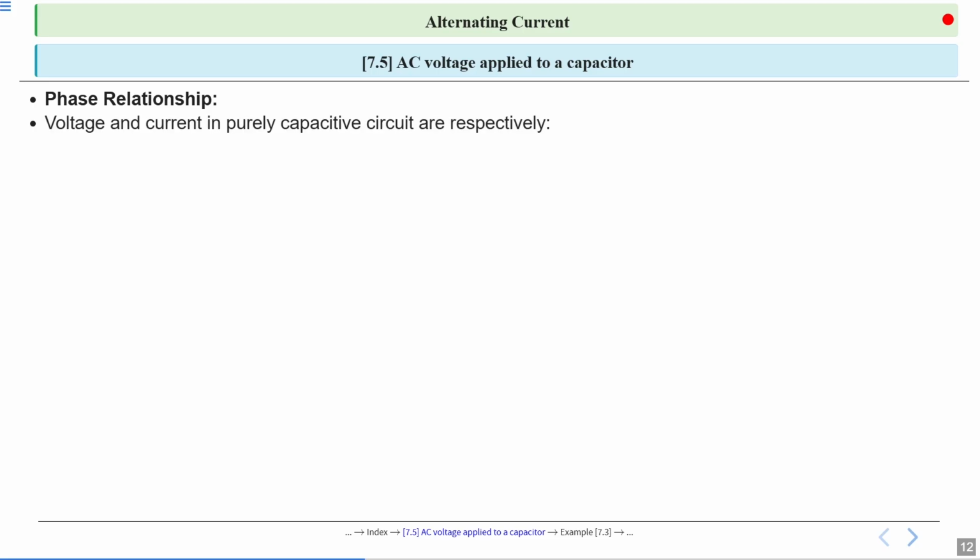Now we will see the phase relationship between the current and the voltage. Voltage in a purely capacitive circuit is given as V equal to Vm sin omega t, which we have fixed for all types of circuits. We will derive the expression for current according to that. The expression for instantaneous current for a capacitor came out to be I equal to Im sin(omega t plus pi by 2).